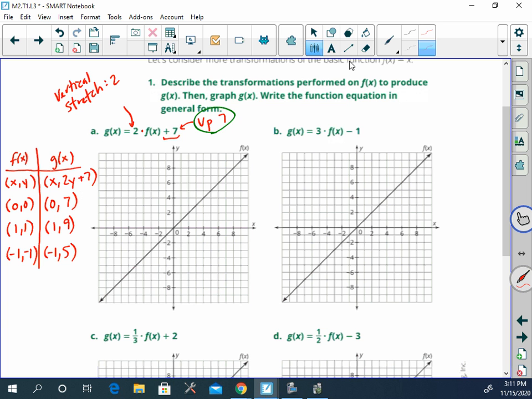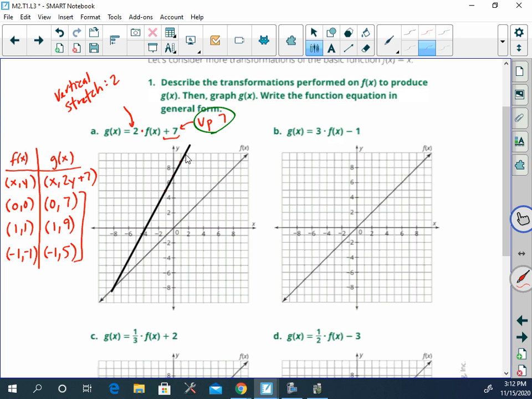And then I'm going to plot these points. So these are the 3 points that I'm going to plot now. 0, 7, 1, 9, and -1 is at 5. And I always pick 3 points because then if I mess one of them up, I'll see it. Because what I should get now is a line. If those 3 points aren't in a line, we did something wrong with one of the coordinates. And then you know you messed something up and you gotta try it again.